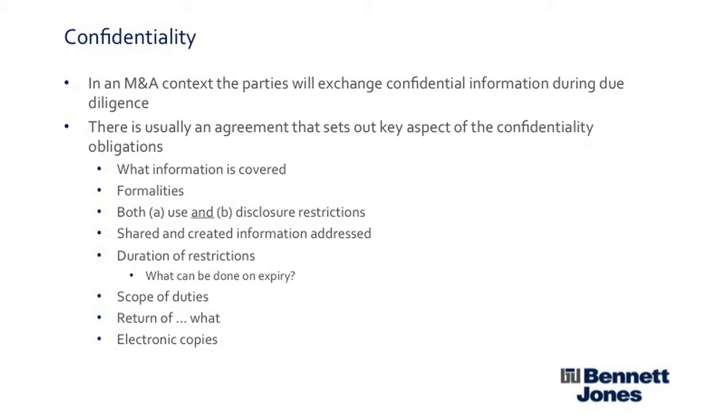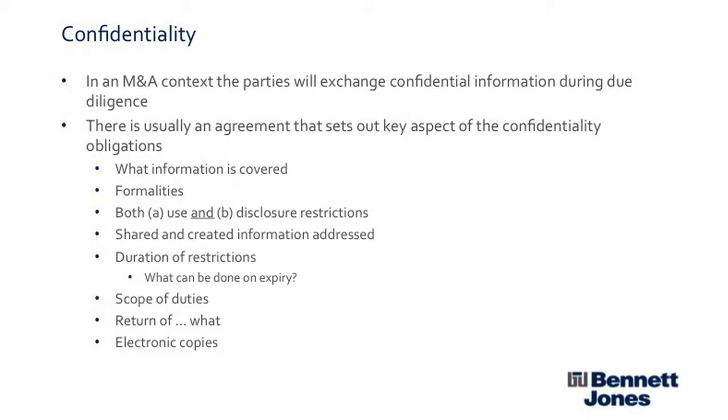You should address the sharing of information or the creating of information. So typically the fact that you have access to records means that you may take notes or create your own files about the due diligence process. So you'll typically address that. You'll also address how long these obligations should last and what happens on expiry. So there shouldn't be a free-for-all to be able to use the confidential information on the expiry of these obligations. What are the duties? What gets returned, or is it destroyed? And how do you deal with electronic copies, which are always a problem because it's hard to delete electronic documents, particularly from email systems.